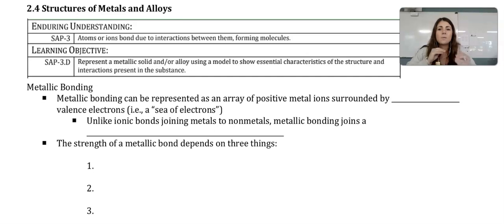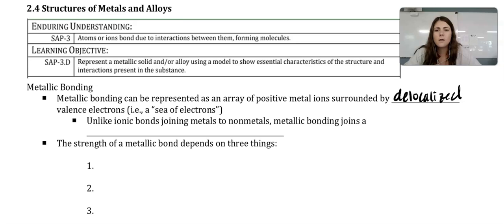Metallic bonding, like we mentioned in 2.1, can be represented as an array of positive metal ions, so cations, surrounded by delocalized valence electrons, which we call the sea of electrons. Depending on the charge of the cation, that will tell us how many valence electrons would be in this sea of electrons. For a +1 cation, there would be 1 electron per atom. If it was a +2, we would have double the electrons within that amount of atoms.